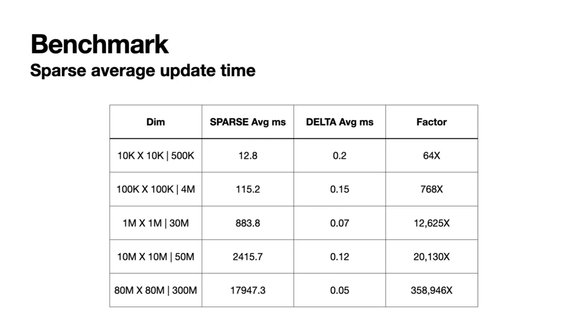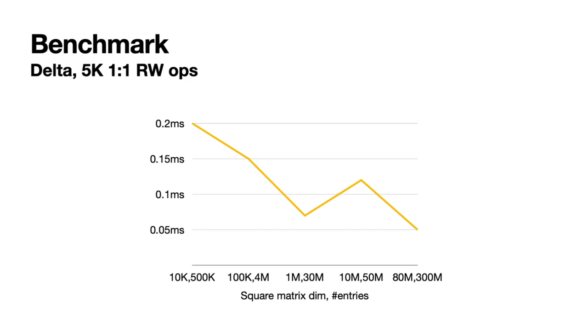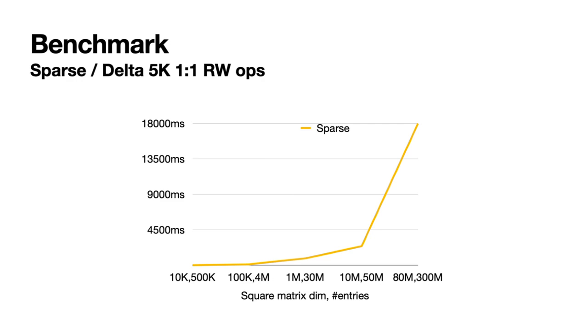Just viewing this visually, these are the updates made on the delta matrix, pretty constant, not affected by the graph size. And this is CSR sparse using the SuiteSparse implementation, which we could not work with as it is.